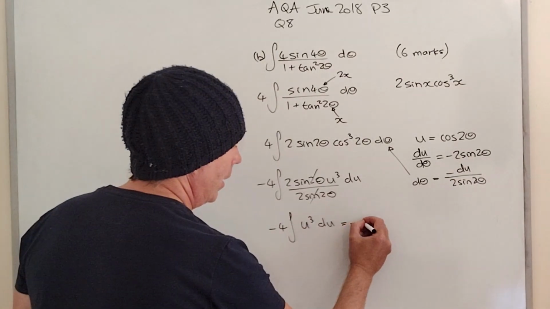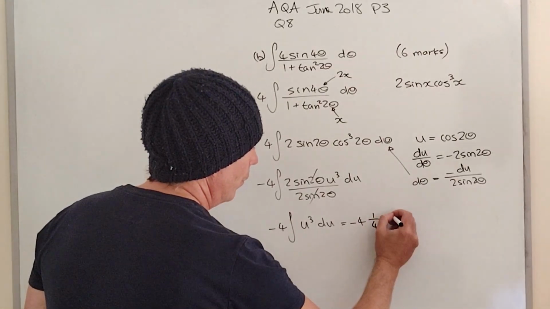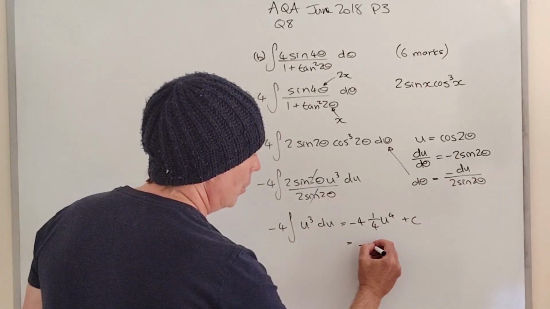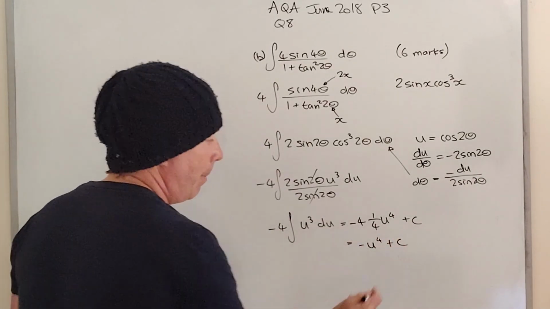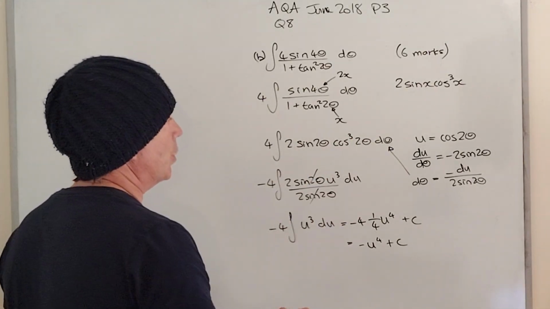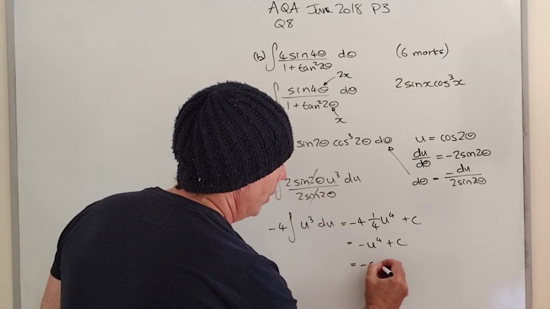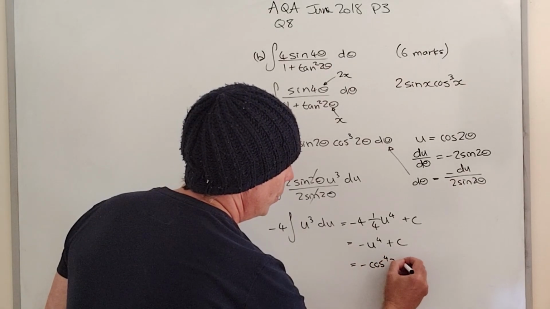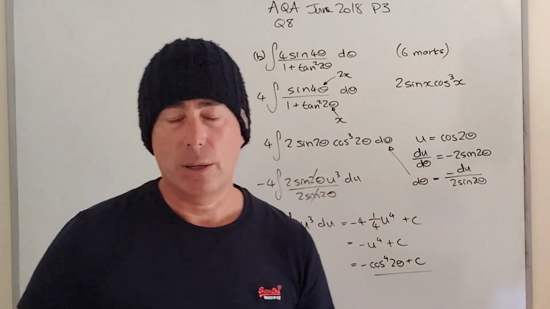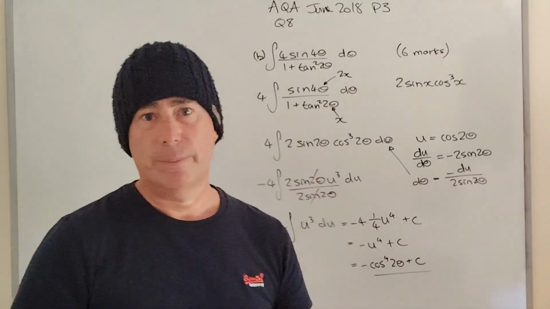Obviously, we're going to integrate u cubed to be 1 over 4 u to the 4 plus c, and that nicely turns into negative u to the 4 plus c. Of course, at this point, we have to replace our u with our original substitution, cos 2 theta, so this becomes equal to negative cos to the 4 of 2 theta plus c. And there's our 6 marks. Okay, so not too bad if we spotted that substitution. Right, thanks.